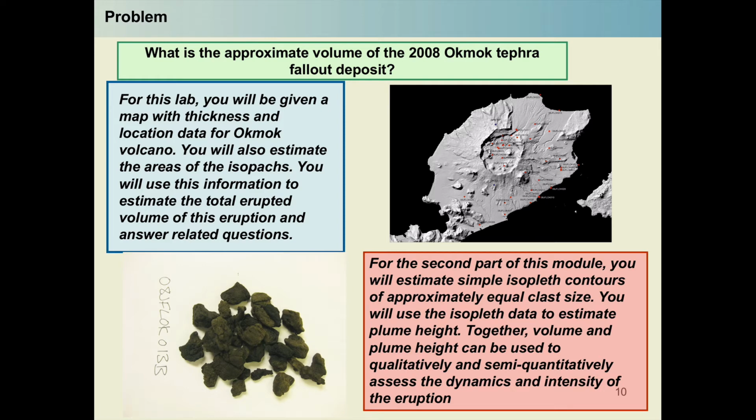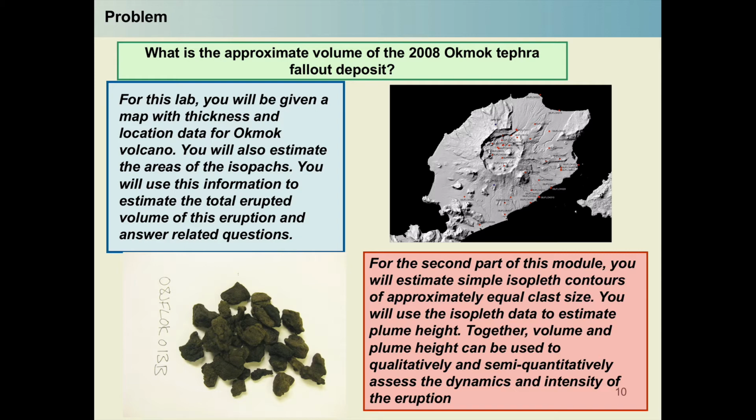So you'll then use ImageJ to calculate the areas of the isopacks. This is pretty great. The program will do it for you. It's a little more accurate than drawing it yourself and then estimating using a ruler. So then you're going to take the thickness versus area information for your isopacks to apply to the exponential thinning model to figure out what the eruptive volume of this eruption was.